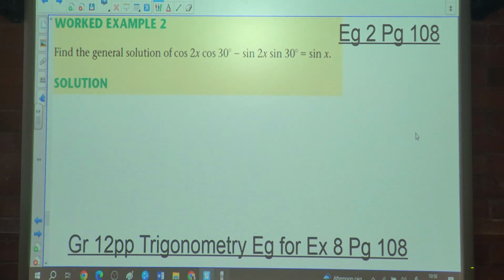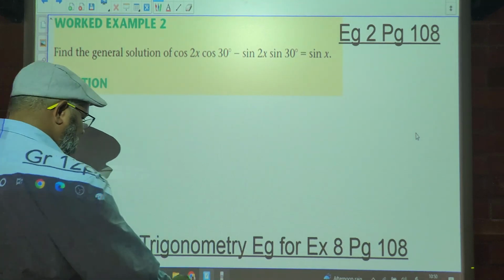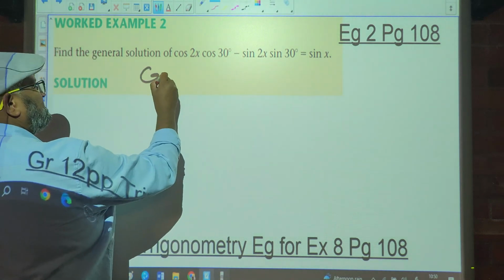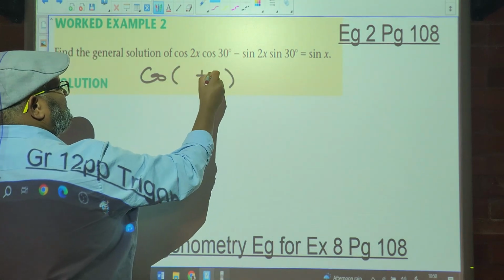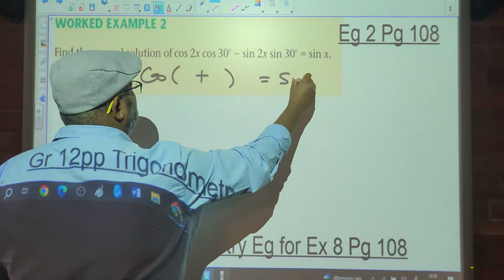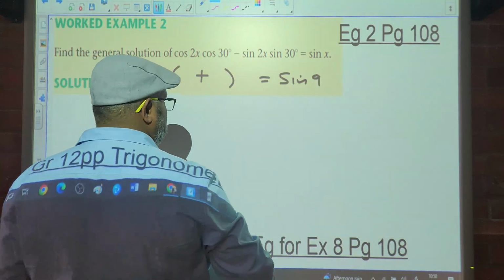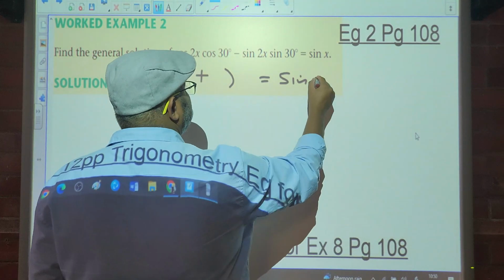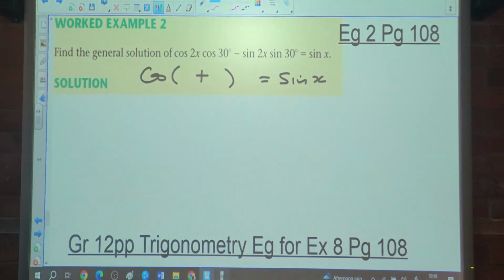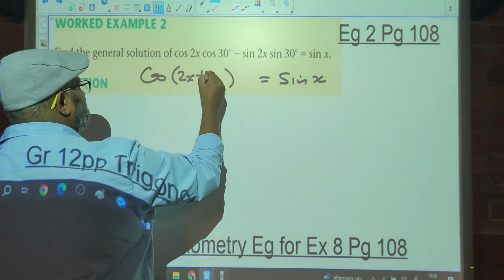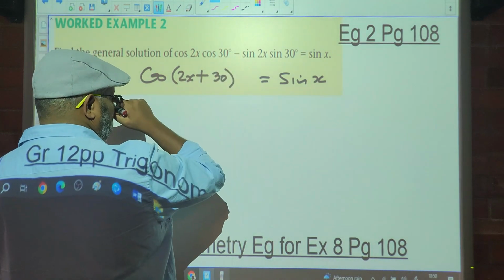So hang on. The left hand side reminds us of what? The cos, sin, sin, cos rule. Same sign or opposite sign? Opposite. So it's going to be cos of alpha plus beta, equal to sin x. So what's my alpha angle? 2x. So what's my beta angle? 30. So it's going to be cos of 2x plus 30.